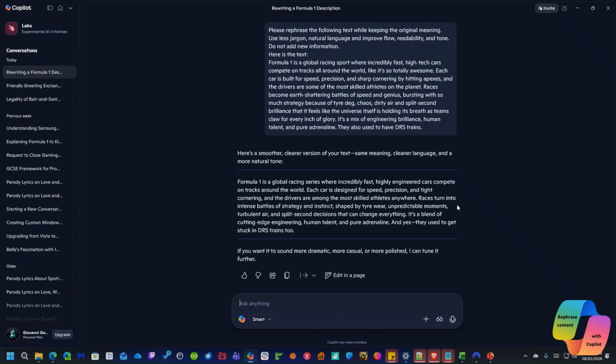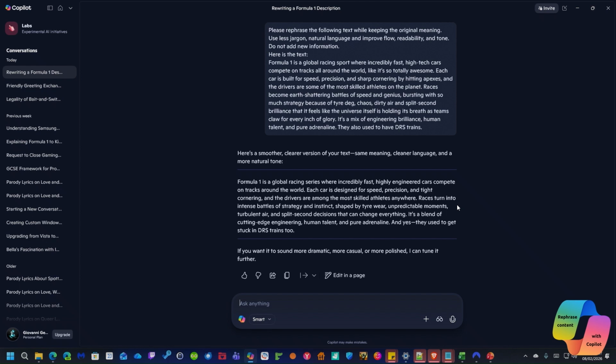So in the first one, we had some jargon type words like DRS trains, tire deg, dirty air, and we've asked it to kind of start removing some of that jargon. So as you can see, it says F1 is a global racing series where incredibly fast, highly engineered cars compete on tracks around the world.